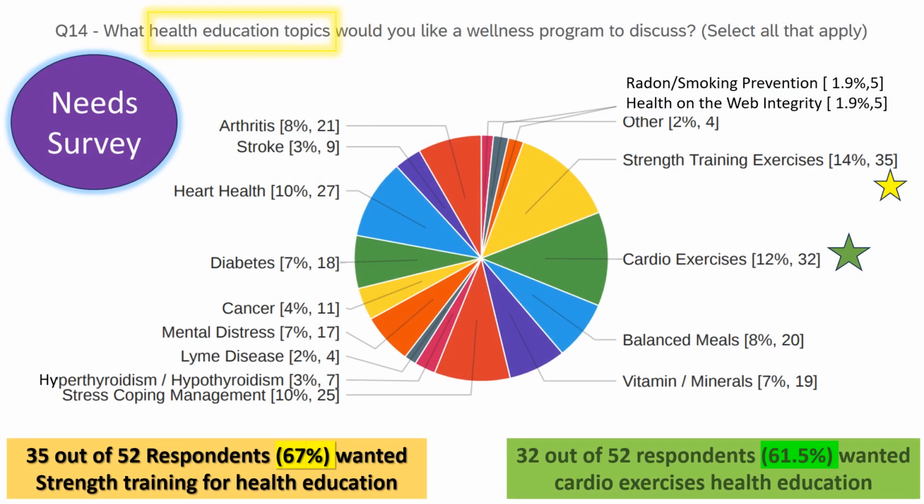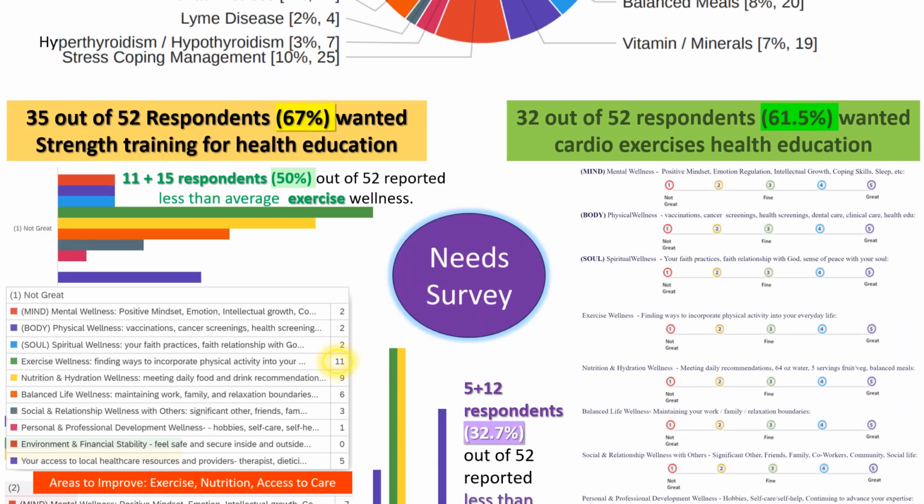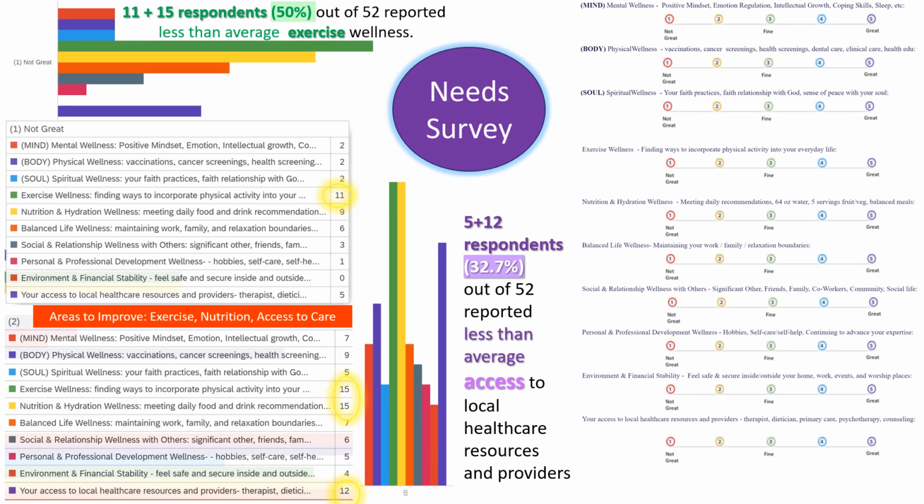You can see what health education topics the needs survey showed, those being the most cardio exercises and strength training exercises. Continuing with the needs assessment, it is shown on the right from the Likert scale that we used that the 1 or 2 responses from members showed a need for improvement, and the largest ones were the nutrition, exercise, and access to care.